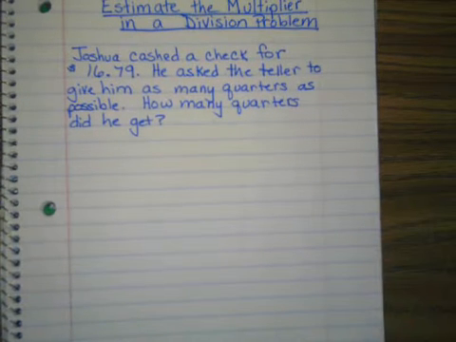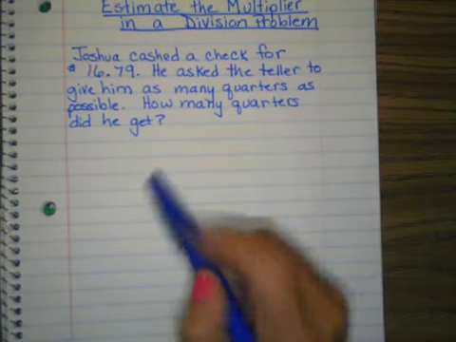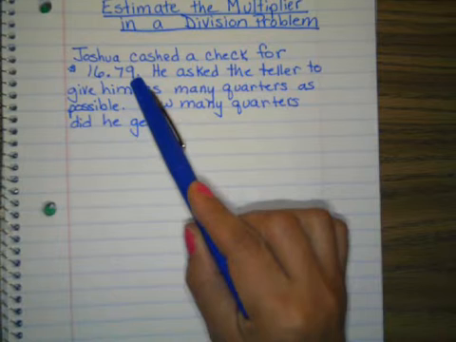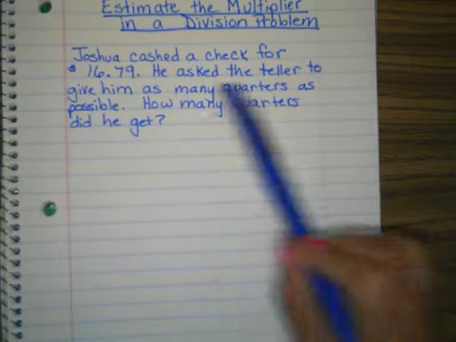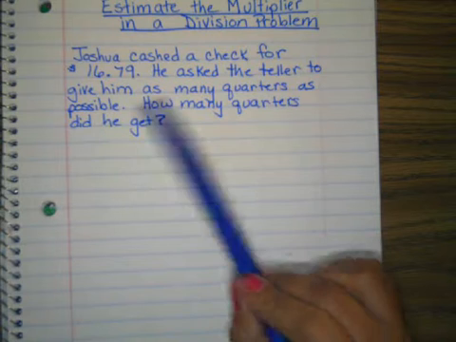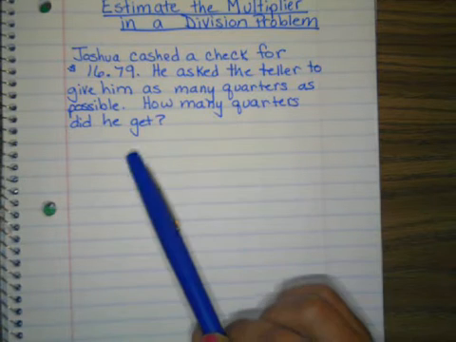Okay, so today we are going to learn some strategies to estimate the multiplier. So to get us started today, we have a little story problem. Joshua cashed a check for $16.79. He asked the teller to give him as many quarters as possible. How many quarters did he get?